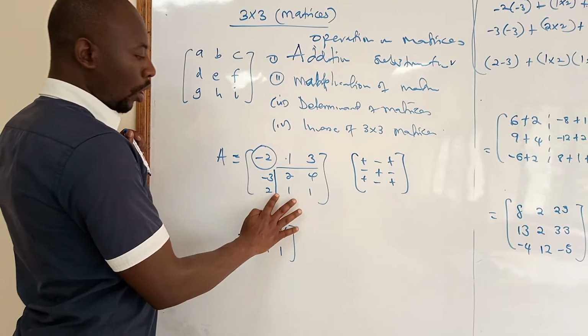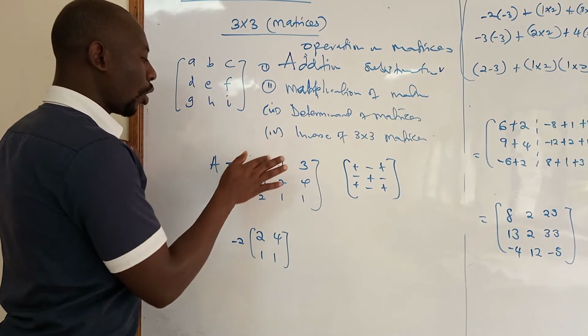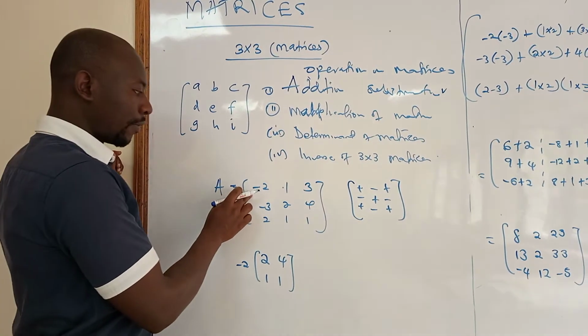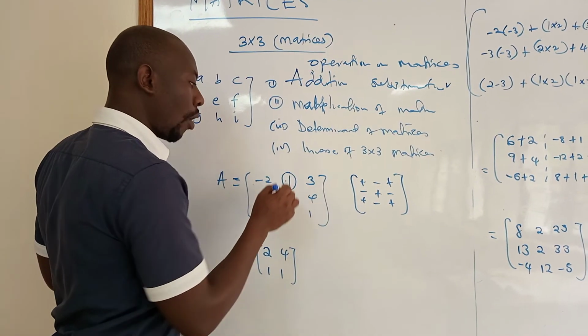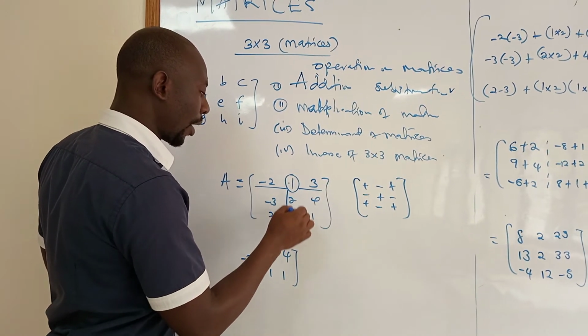Then you go to the second. You can use any row or any column. So we opt to use the first row. So we have used -2. Now we come at this point of 1. We close the row where 1 is and the column where 1 is.